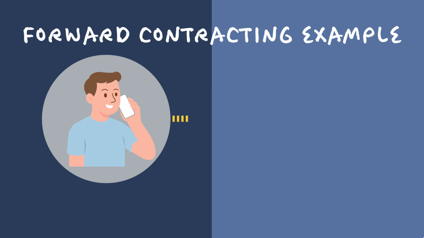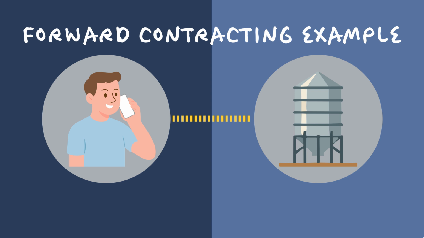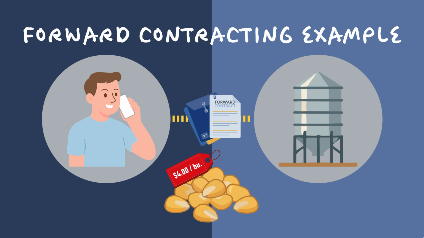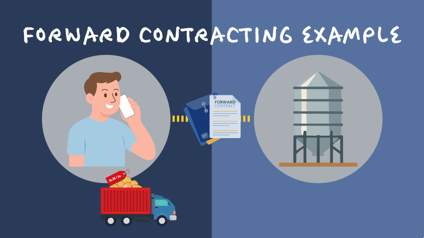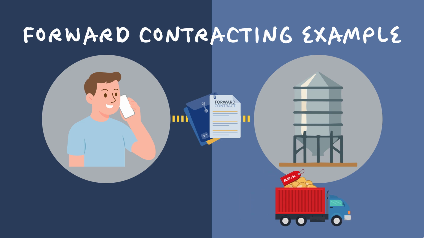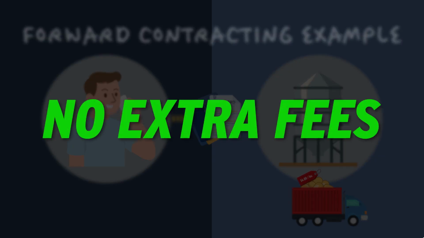For example, in July, a corn farmer calls up their local elevator and says they want to forward contract bushels after harvest, say in November. If the flat price for the delivery period is $4, the farmer will receive $4 a bushel for the grain he brings to the elevator in November. No additional fee is required.